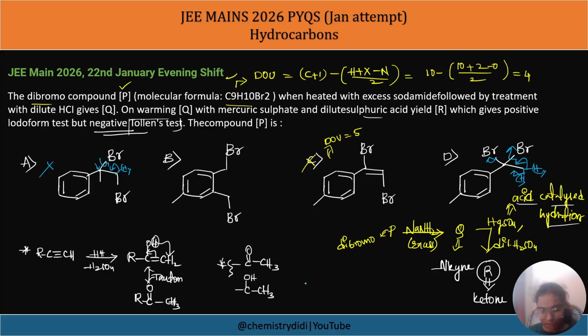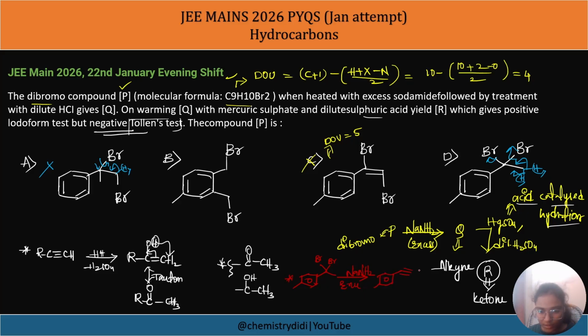Let me just write it over here. Okay, so here what is happening, we are taking this thing here. This is bromine, this is bromine, right? If you take NaNH2 in excess, we are getting this.